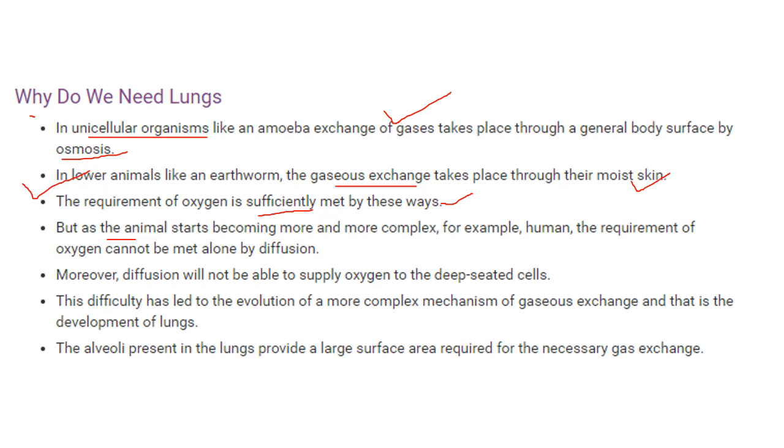But as animals become more complex, for example humans, we are also considered animals, the oxygen requirement cannot be met by diffusion itself. So we need more than diffusion. Diffusion alone will not be able to supply oxygen to the deep-seated cells. Our body is composed of so many cells, and many of them are in the deeper sections. This difficulty has led to the evolution of a more complex mechanism of gaseous exchange, and that is the development of lungs. That is why we are provided with lungs.